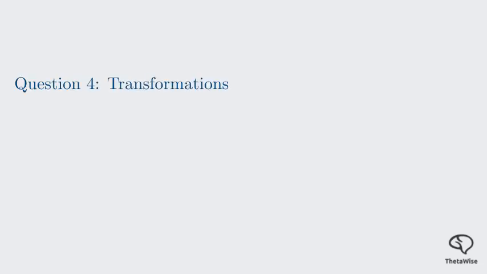Now let's look at question 4, which involves transformations. This is a multi-step problem that requires precision. We are told trapezium A is reflected in the line x equals 1, and then that image is reflected in the x-axis. Let's do this step by step.